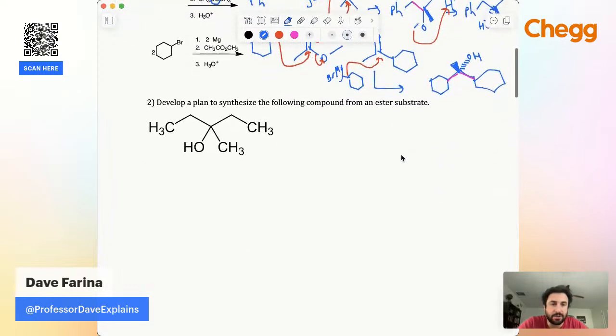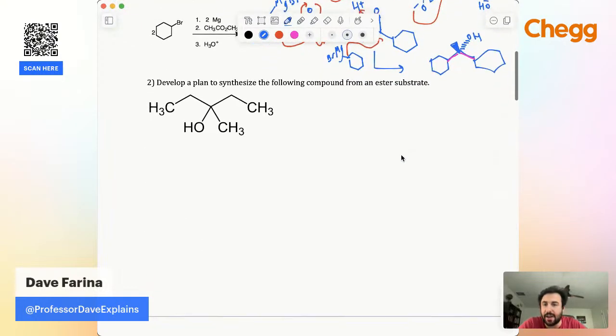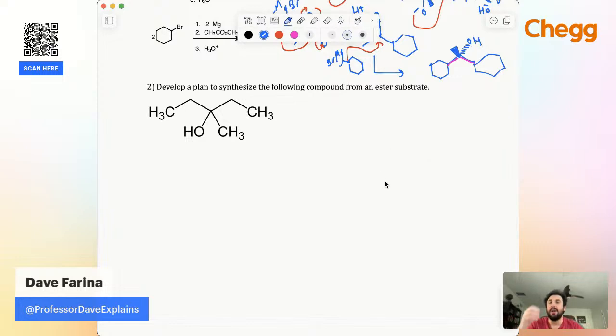So Grignard is so important that we're going to check out some more, and we want to check out some different ways. Sometimes you have reagents and you have to draw the product. Sometimes you have a product and you need to think about where that came from. So here, this says develop a plan to synthesize the following compound from an ester substrate. So spoiler, we're going to do Grignard, right? We just looked at Grignard. We're going to keep doing Grignard.